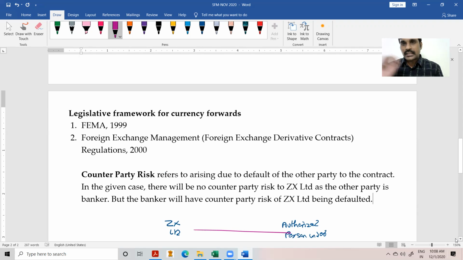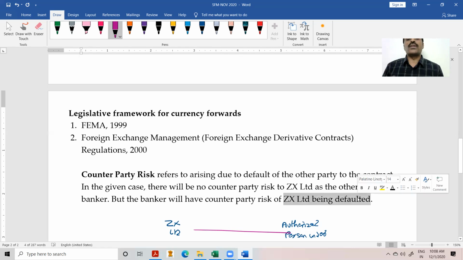No doubt, ZX Limited is signing a contract in black and white. They are signing a contract and giving a written commitment. But there is no guarantee that you stick to your words and your commitments. Therefore, there is a chance that ZX Limited may default. ZX Limited may not perform the contract.